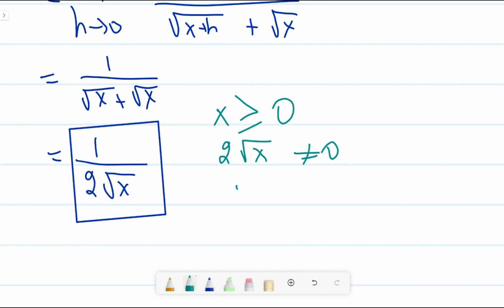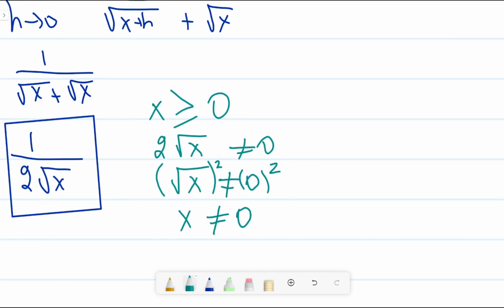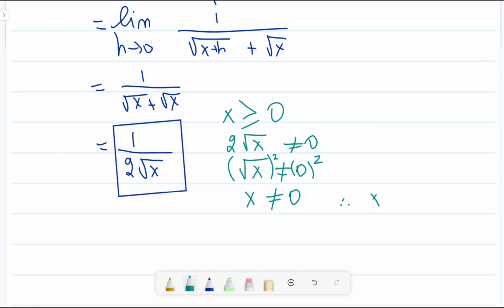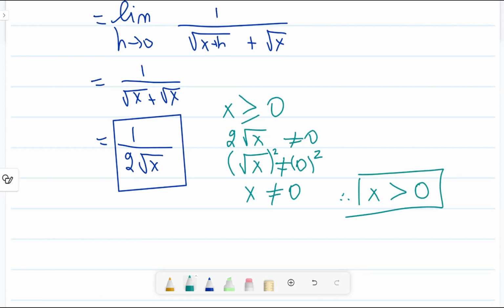0. We know that 2 is different than 0, so square root of x also has to be different than 0. We square both sides. We get that x has to be different than 0. So as a conclusion, yes, we know that x should be greater than or equal to 0, and x should be different than 0. So we write the domain is x greater than 0. This is where this function exists.